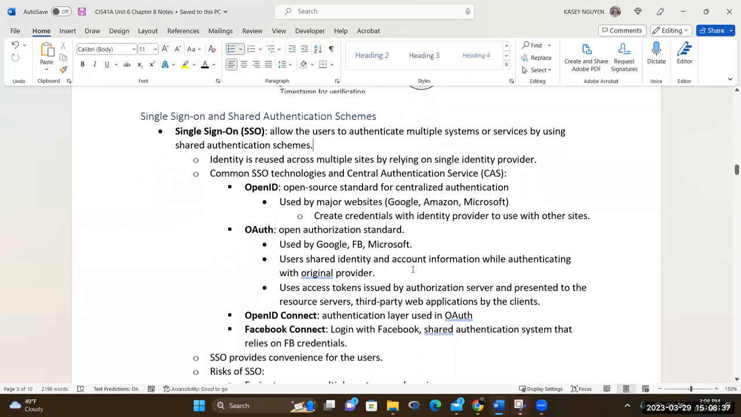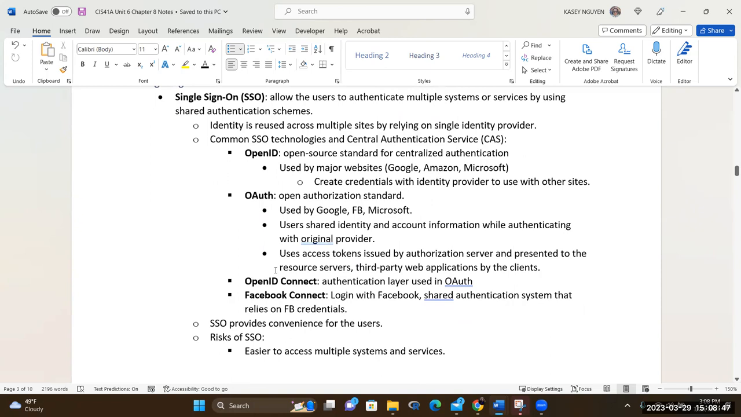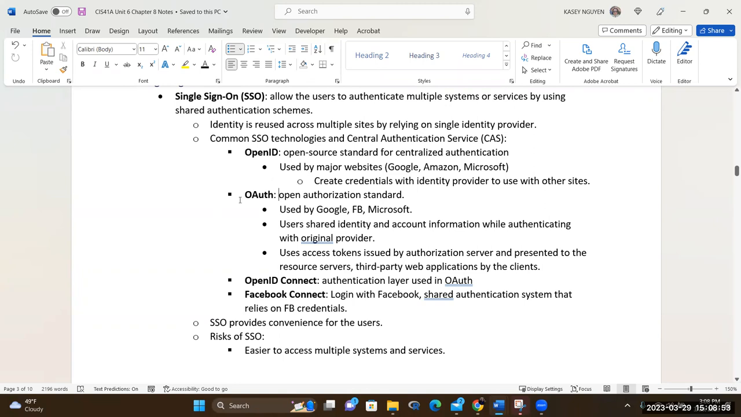And so for single sign-on, it uses a centralized authentication service. Here are some of your open source centralized authentication services. We're going to visit OAuth today. This is one of my favorites. You see this a lot in applications and application assessment, especially when it deals with authentication. So you likely would use OAuth when you use your Facebook account or your Google account to sign into other things.